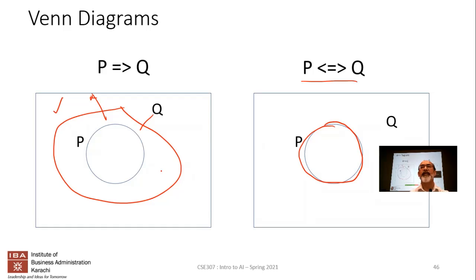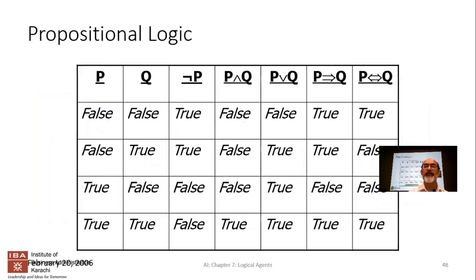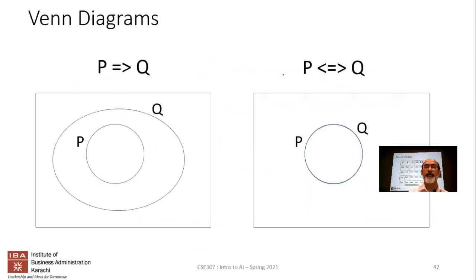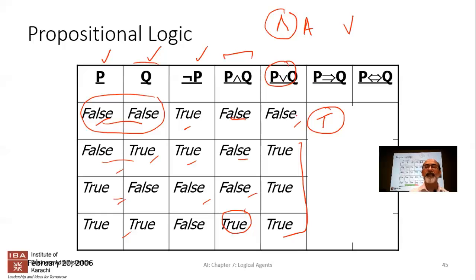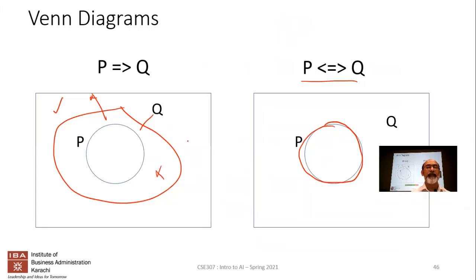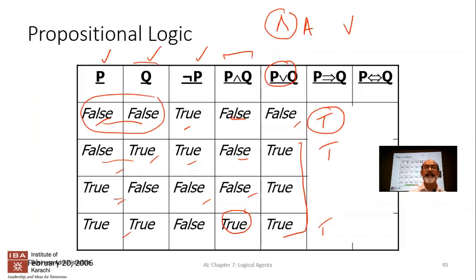If P is false and Q is true, can you find a solution over here? It could be a BBA student, right? So it could be over here, so that would also be true. If they're both true, then clearly that's going to be true. But what about when P is true and Q is false? P is true, in other words, you're a computer science student at IBA, but you're not an IBA student. That's not possible, right? So clearly this is the one that's going to be false.